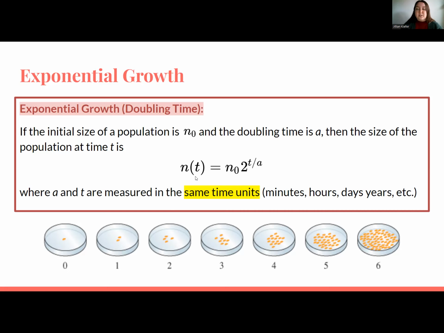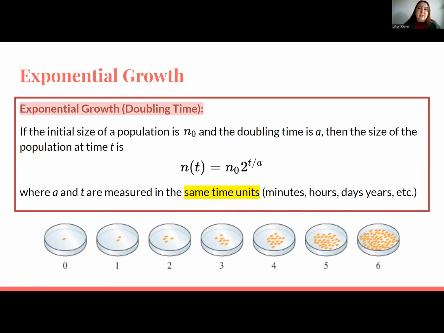This is most often described with bacteria growth. Starting off with 1 bacteria, and you've got 2, and then 4, and then 8, 16, 32, 64. It goes on pretty quickly. So bacteria growth is usually what is used for exponential growth with doubling time.